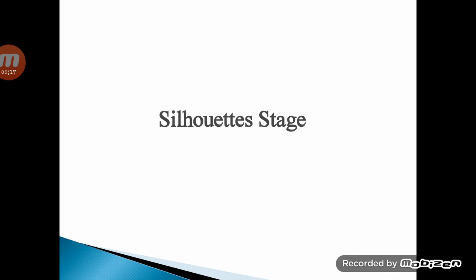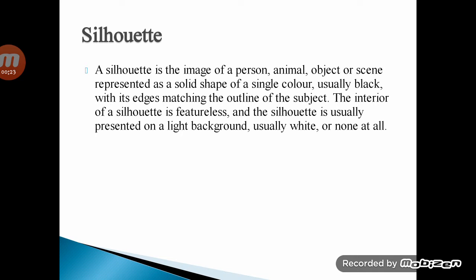Dear students, our topic is about silhouette stage. First of all, what is silhouette? Silhouette is the image of a person, animal, object, or scene represented as a solid shape of a single color, usually black, with its edges matching the outline of the subject. The interior of a silhouette is featureless, and the silhouette is usually presented on a light background, usually white, or none at all.